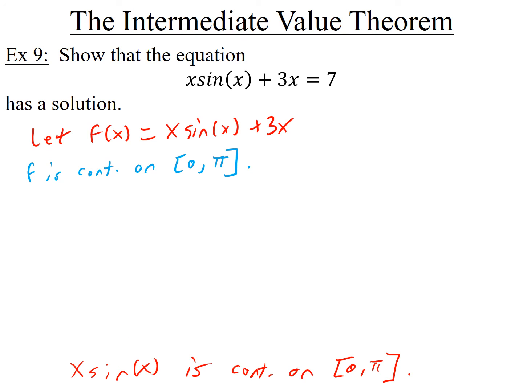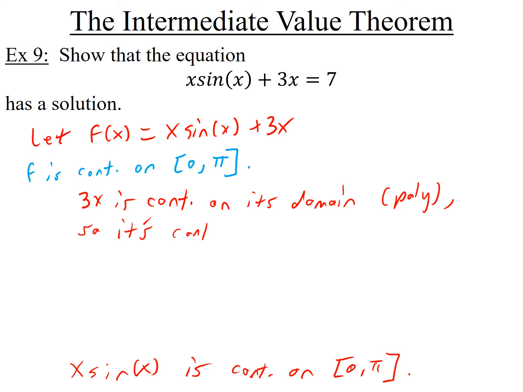Okay, so now we're going to talk about the 3x. Okay, so 3x is continuous on negative infinity to infinity. Well, let me first write on its domain. On its domain. That's because it's a polynomial. So it's continuous on negative infinity to infinity. So it's continuous on the smaller interval 0 to pi.